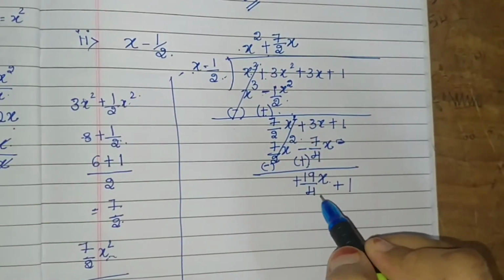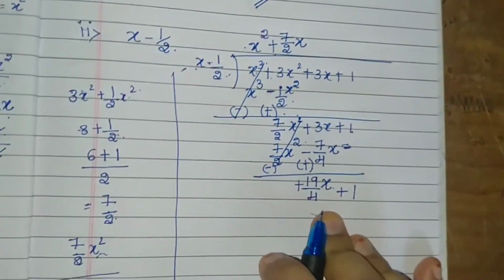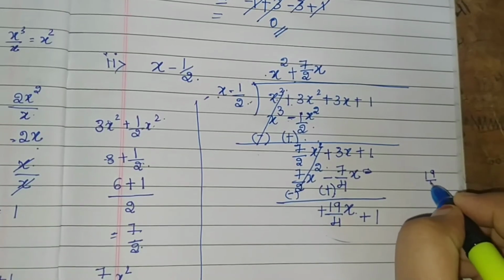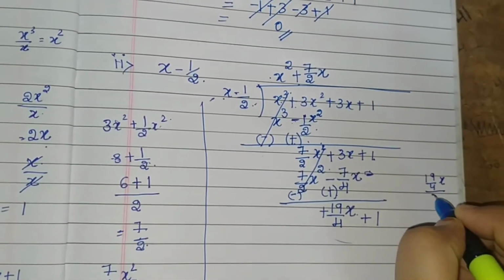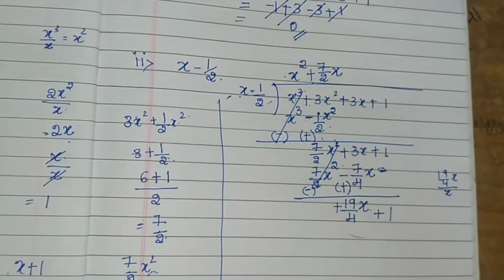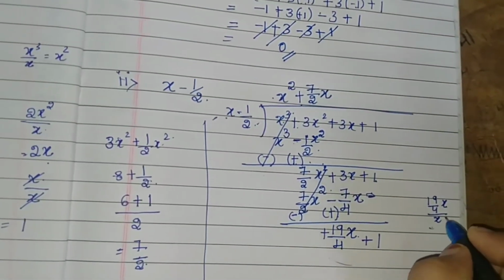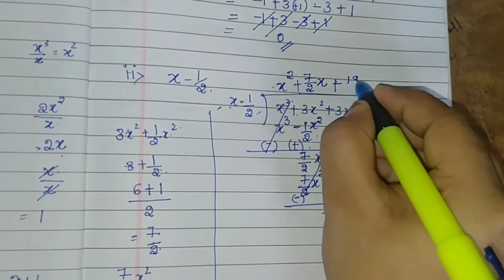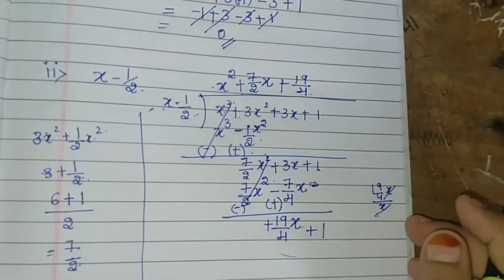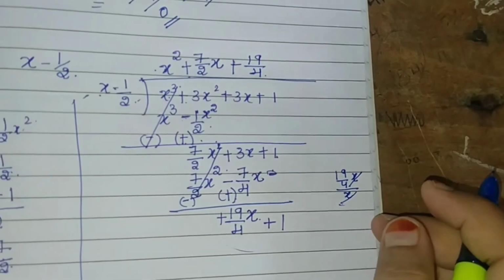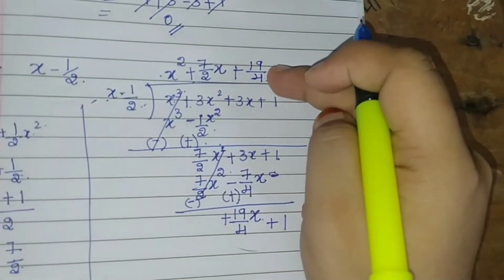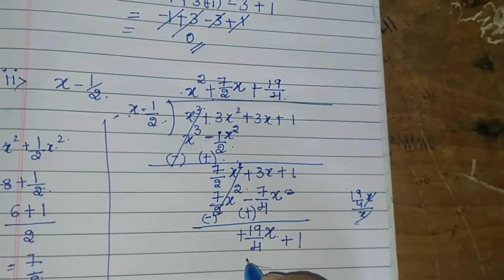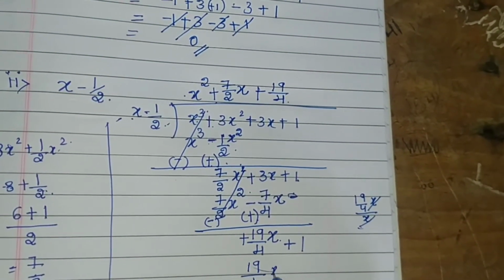So after that what you have to do, the same procedure. This is your new dividend now. You have to divide this, like 19 by 4x divided by the first term of the divisor, that is x. Okay, x and x will get cancelled. What is remaining? Plus 19 by 4. Okay, so after that what you have to do here is again the same procedure, 19 by 4 multiplied by the x. Okay, so 19 by 4x.